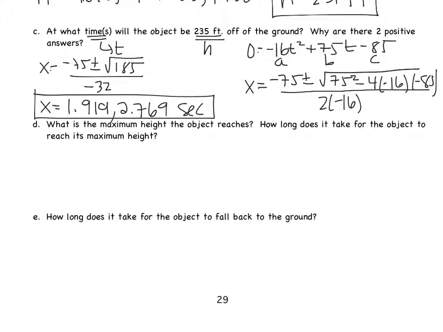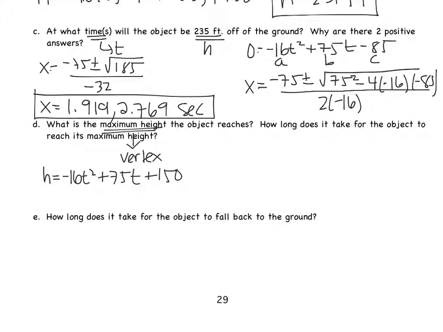So D says, what is the maximum height the object reaches? How long does it take for the object to reach its maximum height? Okay, so if we're talking about maximum height, if you remember from a quadratic, the maximum and the minimum always happens at the vertex. So our maximum height is going to be at the vertex. So if we write our equation again, we get negative 16t squared plus 75t plus 150.